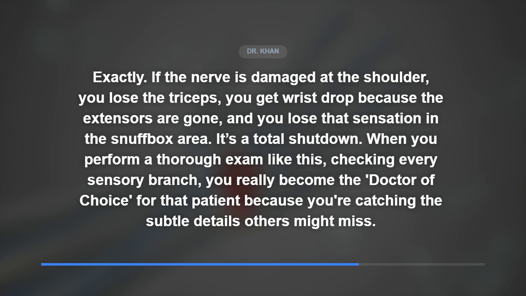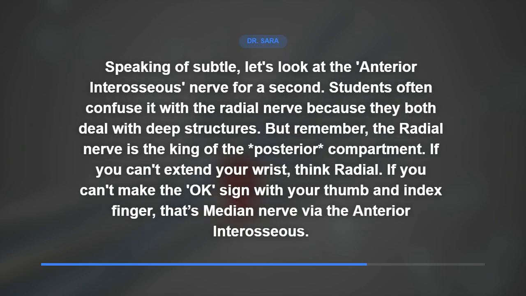It's a total shutdown. When you perform a thorough exam like this, checking every sensory branch, you really become the doctor of choice for that patient because you're catching the subtle details others might miss.